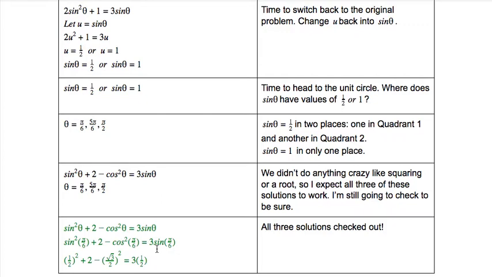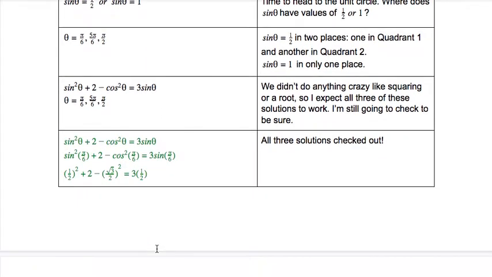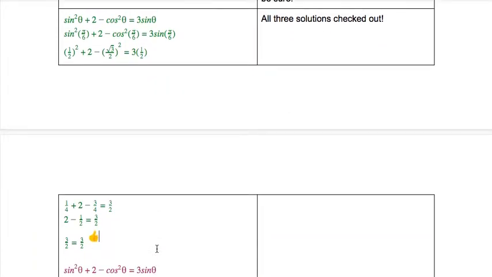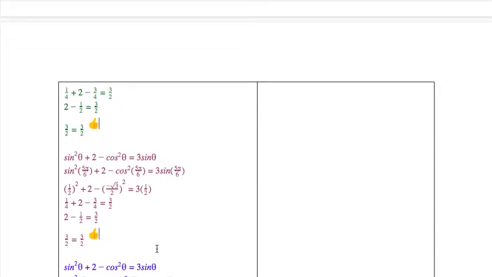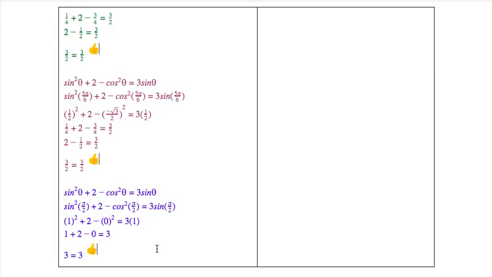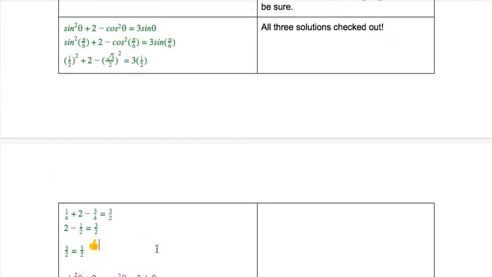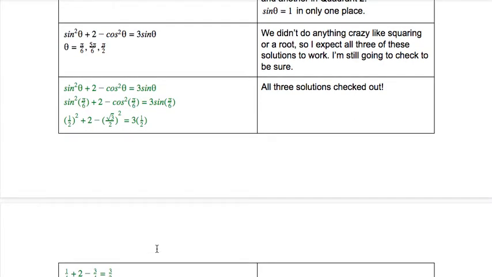So here we go. I checked my first one, and it was good. I checked 5 pi over 6, and it was good. I checked pi over 2, and it was good. So all 3 of my solutions checked out. And if I wanted to, I could go ahead and put that here, my final statement. Theta is pi over 6, 5 pi over 6, and pi over 2.